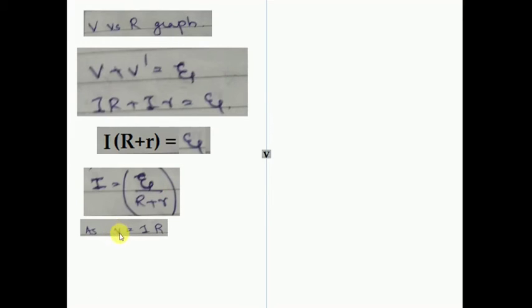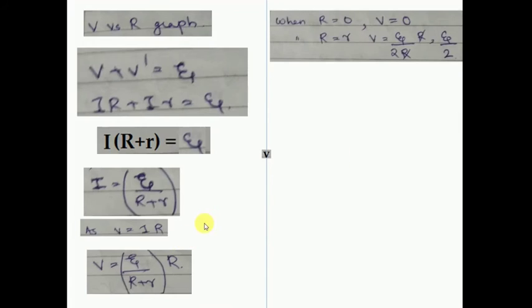So V is equal to IR, so I'm putting the value of current out here. From this, V is equal to I into R. Now if you take R is equal to 0, from this expression I am drawing the graph. If you put R is equal to 0, V will be 0. So that's what I've written. When R is equal to 0, V is equal to 0.